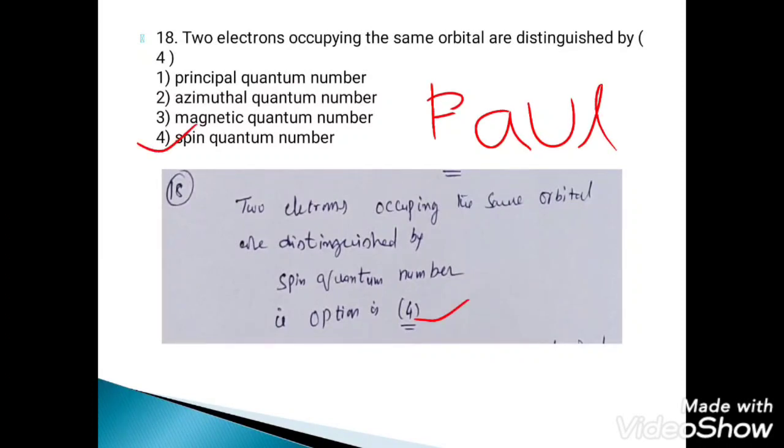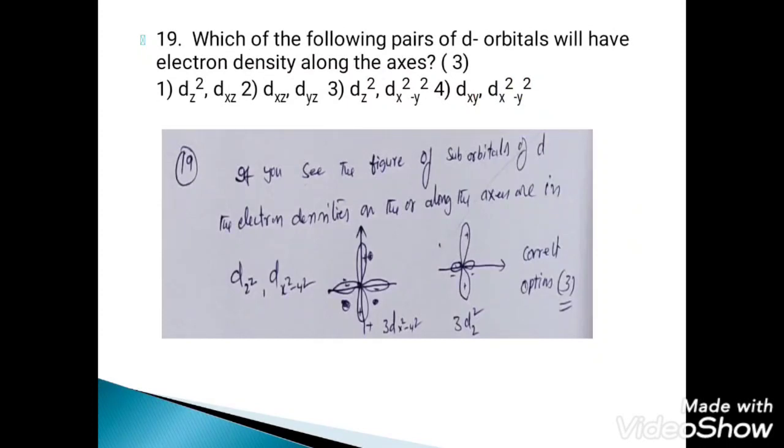Next, coming to the 19th: which of the following pairs of d orbitals will have the electron density along the axis?